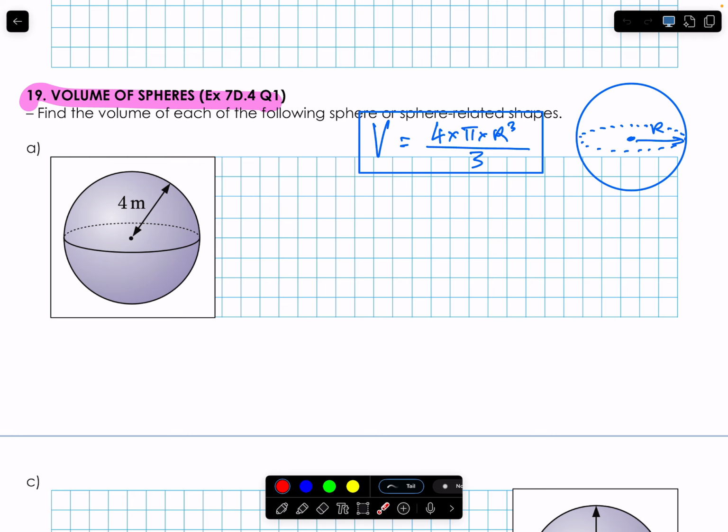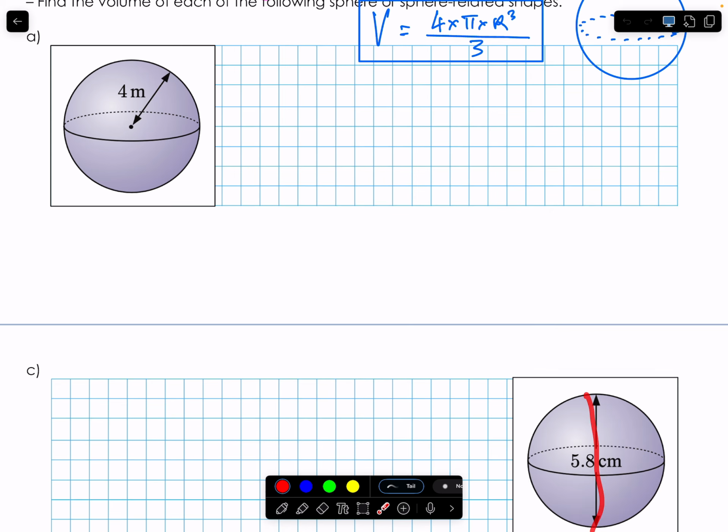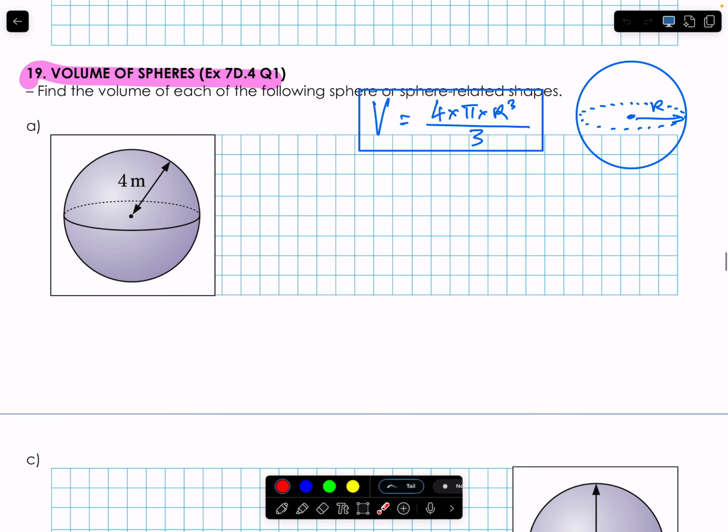So the only thing you need to think about is the radius. You look at the sphere that you're finding the answer to, and you work out how long it is from the center to the edge. If the sphere tells you what the diameter is from one side to the other, what would you do to that 5.8 to work out what the radius is? You divide it by 2, okay?